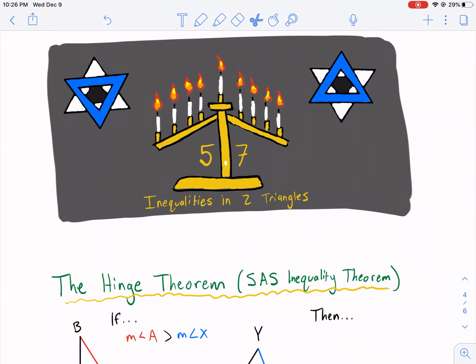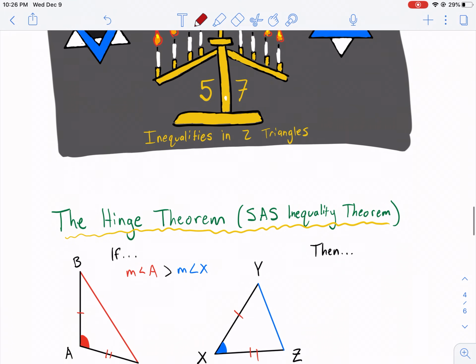Happy Hanukkah, everybody, and welcome to section 5.7, Geometry Students, Inequalities in Two Triangles. Very convenient that the Star of David has two triangles, but we're going to talk about the Hinge Theorem.